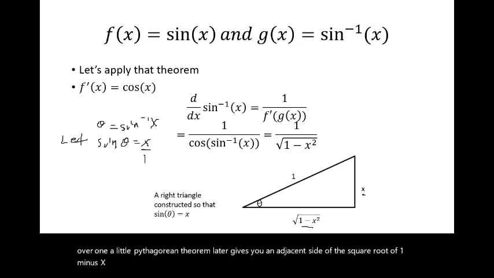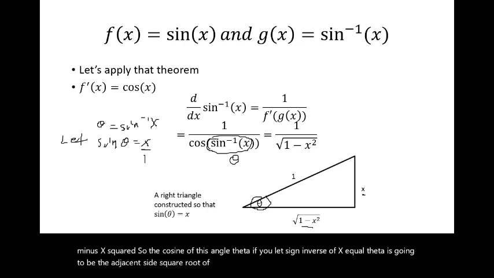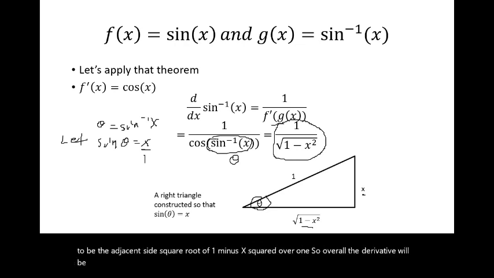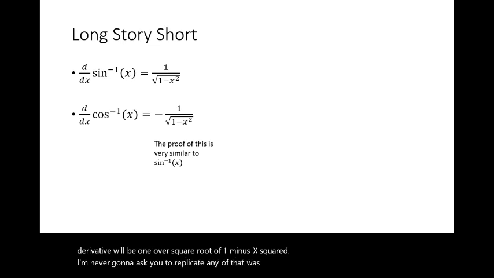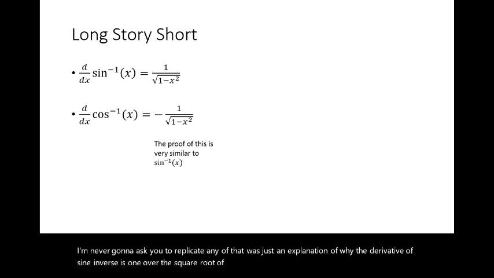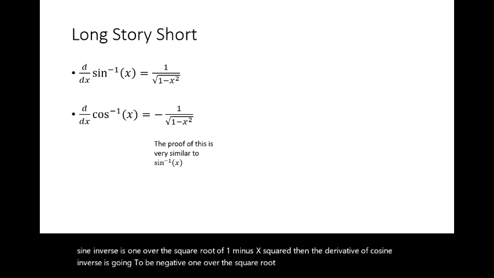So the cosine of this angle theta, if you let sine inverse of x equal theta, is going to be the adjacent side, square root of 1 minus x squared over 1. So overall, the derivative will be 1 over square root of 1 minus x squared. I'm never going to ask you to replicate any of that. That was just an explanation of why the derivative of sine inverse is 1 over the square root of 1 minus x squared. Then the derivative of cosine inverse is going to be negative 1 over the square root of 1 minus x squared, and its proof is very similar.